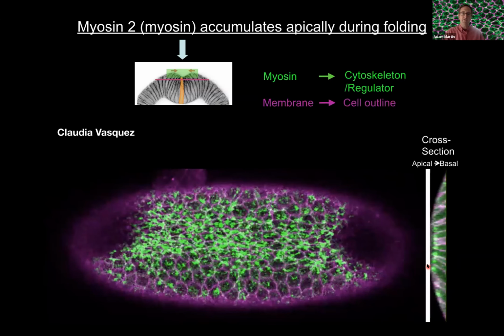So for the remainder of my talk, when I show you something in green, I'm showing you a component of the cytoskeleton, such as actin or myosin, or I'm showing you a regulator of the cytoskeleton like Rho kinase. When I show you something in magenta, it's going to be something that's subapical and showing you the outlines of the cells.